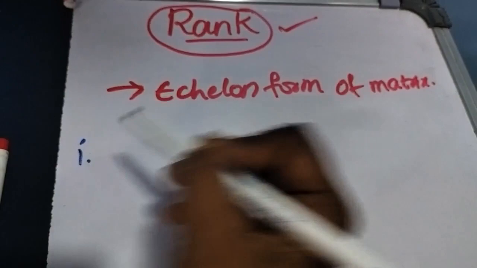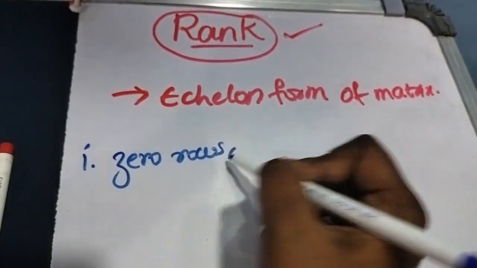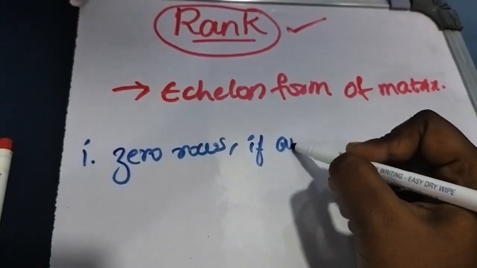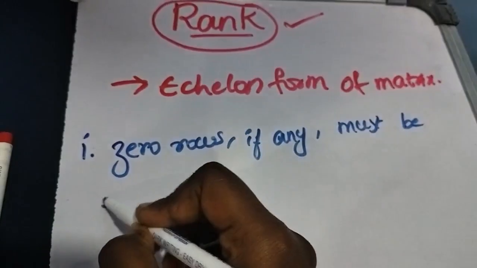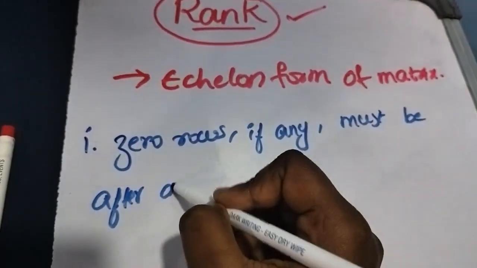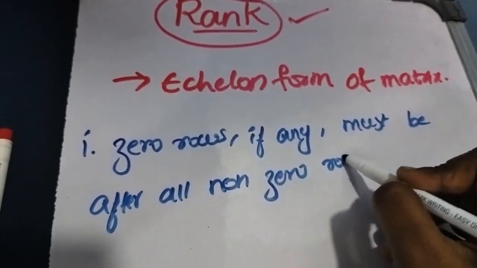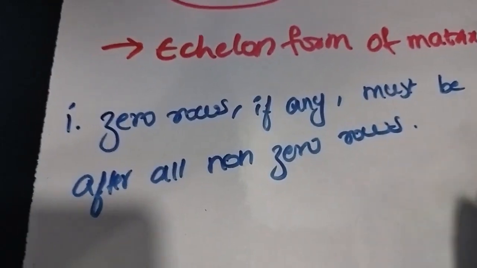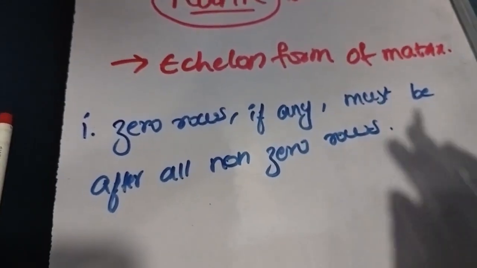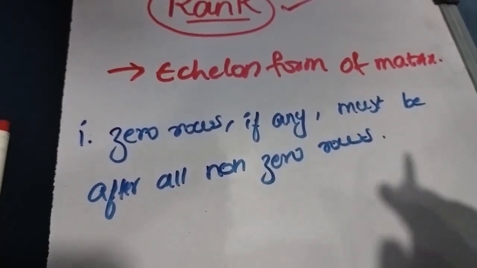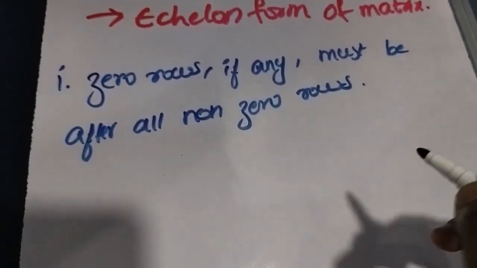The first condition is: zero rows, if any, must be after all non-zero rows. This point means the zero rows in a given matrix should be after all the non-zero rows. An example will make you understand clearly.